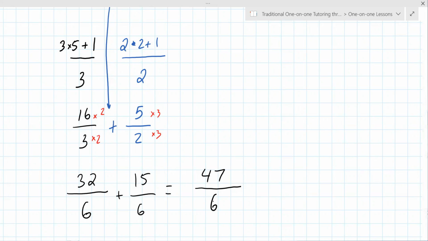And then you would turn that back into a mixed fraction, maybe, if they wanted you to, of course. So why don't we do that just to see if that's clear. You've got to figure out how many times 6 goes into 47 first of all, and then figure out what the remainder is.